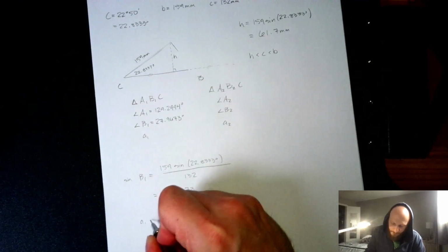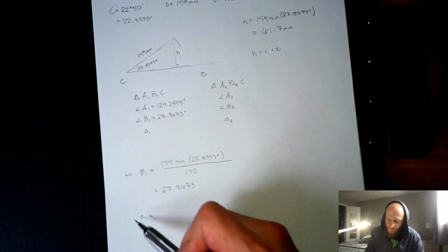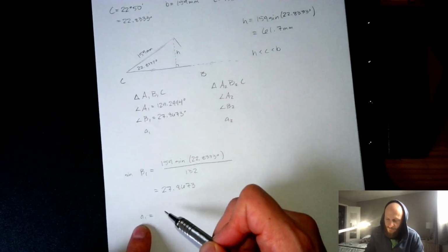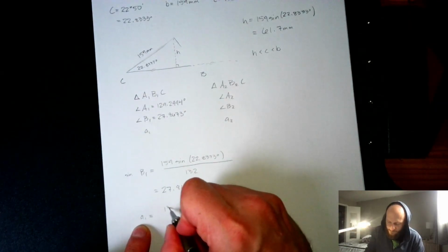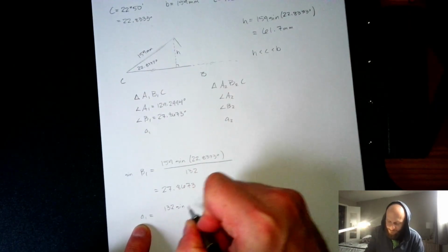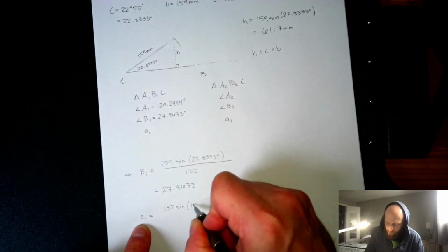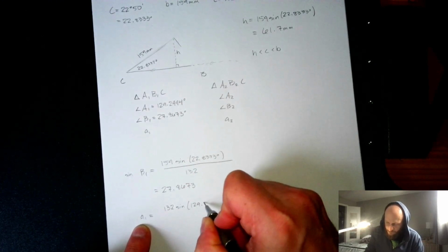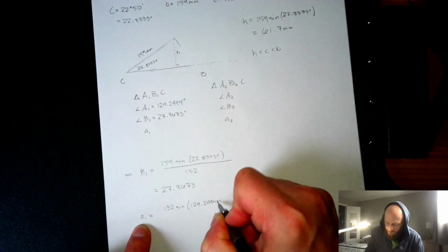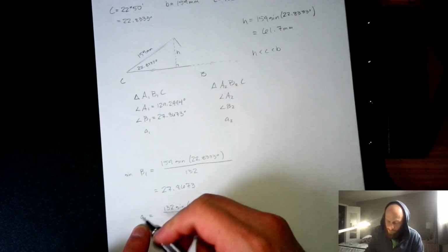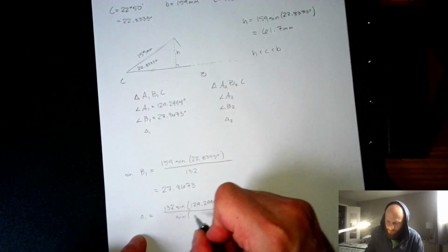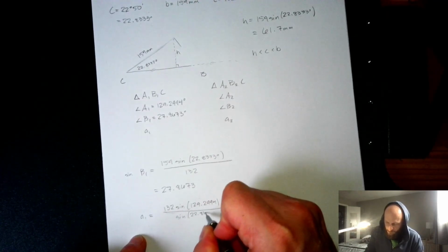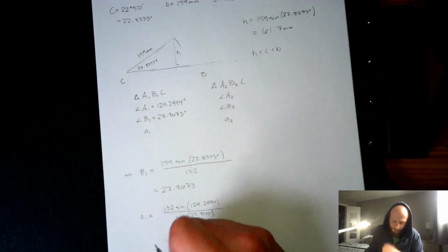All right, A1, so A1 over sine of A is equal to C over sine of C. Sine of C. Yep.